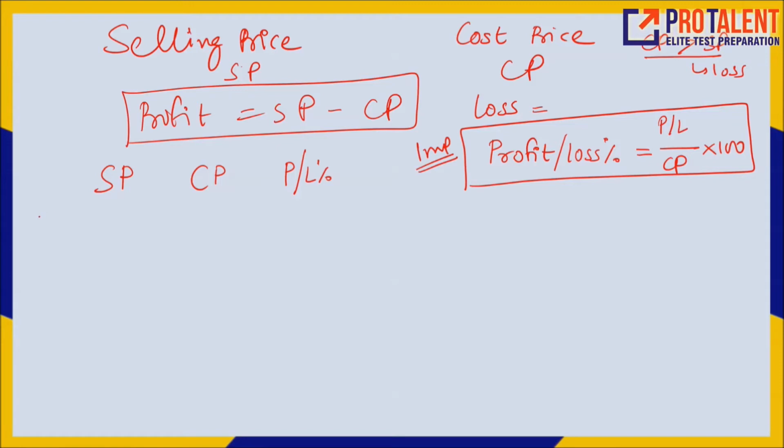So there are three cases that can take place. You know SP, you know CP, you have to find out profit percentage. You know SP, you know profit or loss percentage, and you need to find out cost price. And the third variety is you know cost price, you know profit percentage, and you need to find out selling price. ये तीन cases होते हैं primarily इसमें निकालने के लिए.